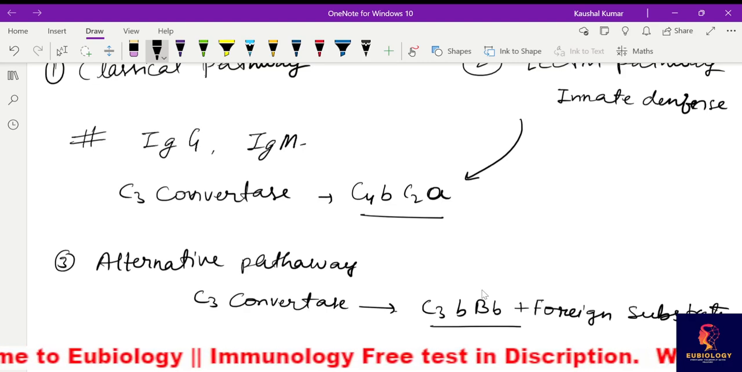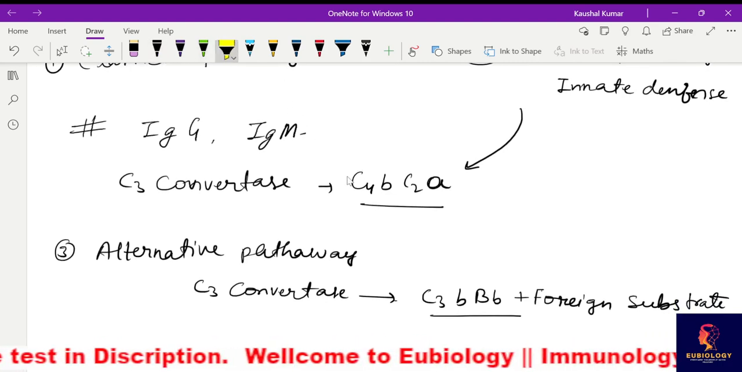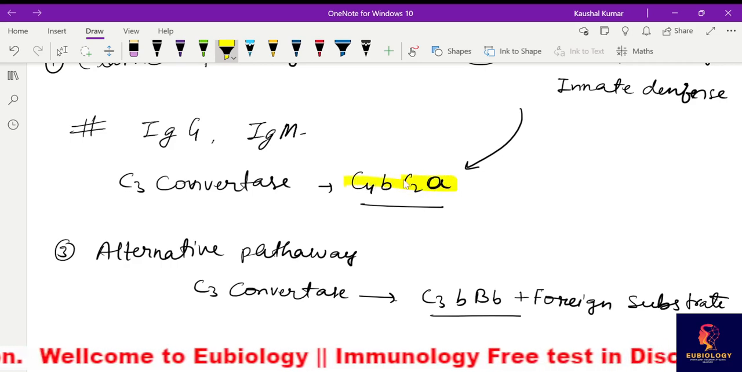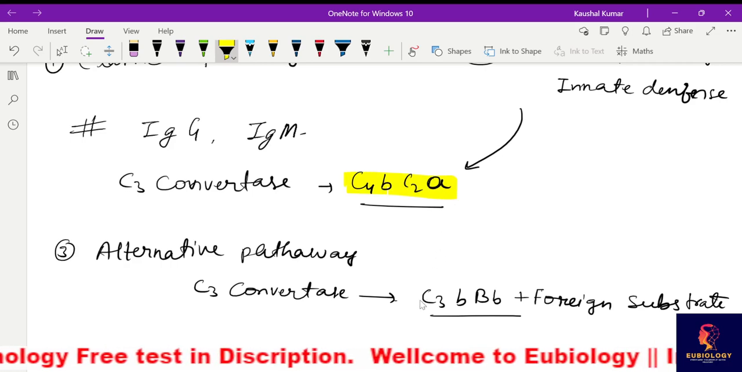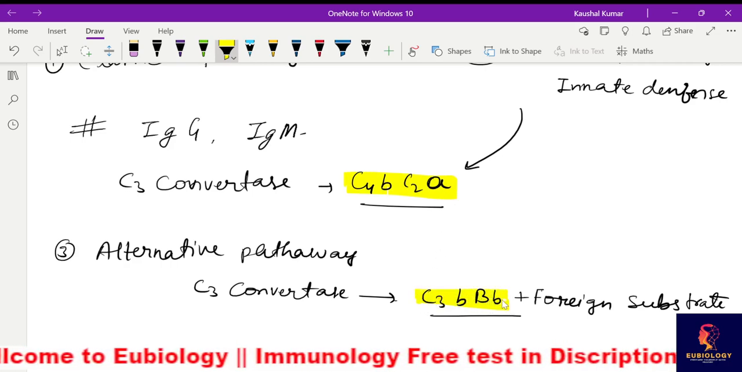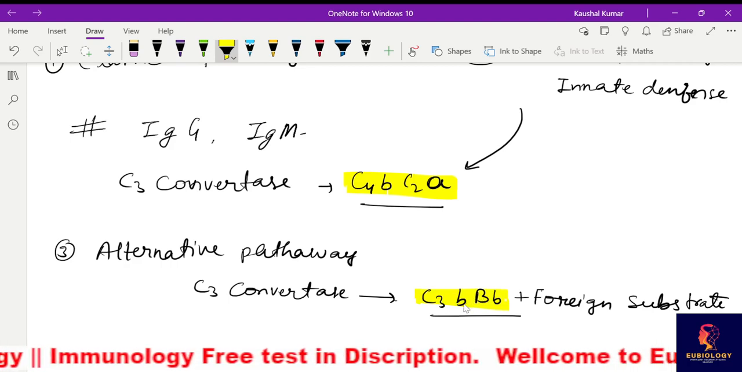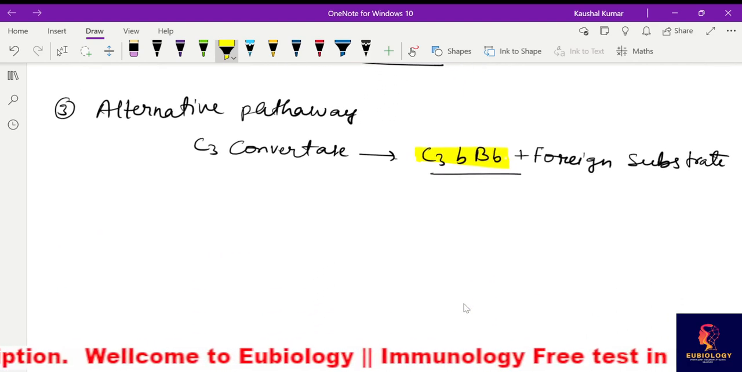Now what is the role of this C3 convertase? Whatever you have seen till now, the role of the C3 convertase is important. It will help in the formation of C5 convertase. Unless the C3 convertase is there, the C5 convertase cannot be formed.